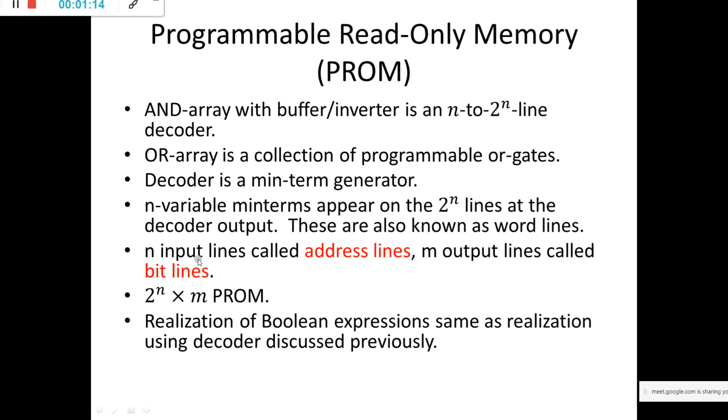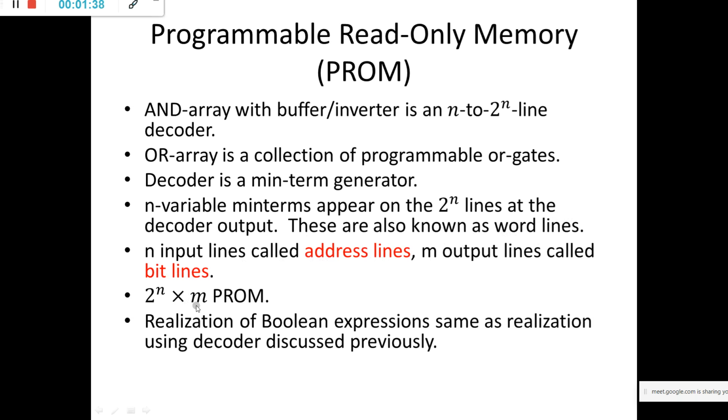Next, the n input lines are called address lines. The m output lines are called bit lines. Here you can see that the 2 raised to n lines at the decoder output are known as word lines. Input lines are called address lines. Output lines are called bit lines.